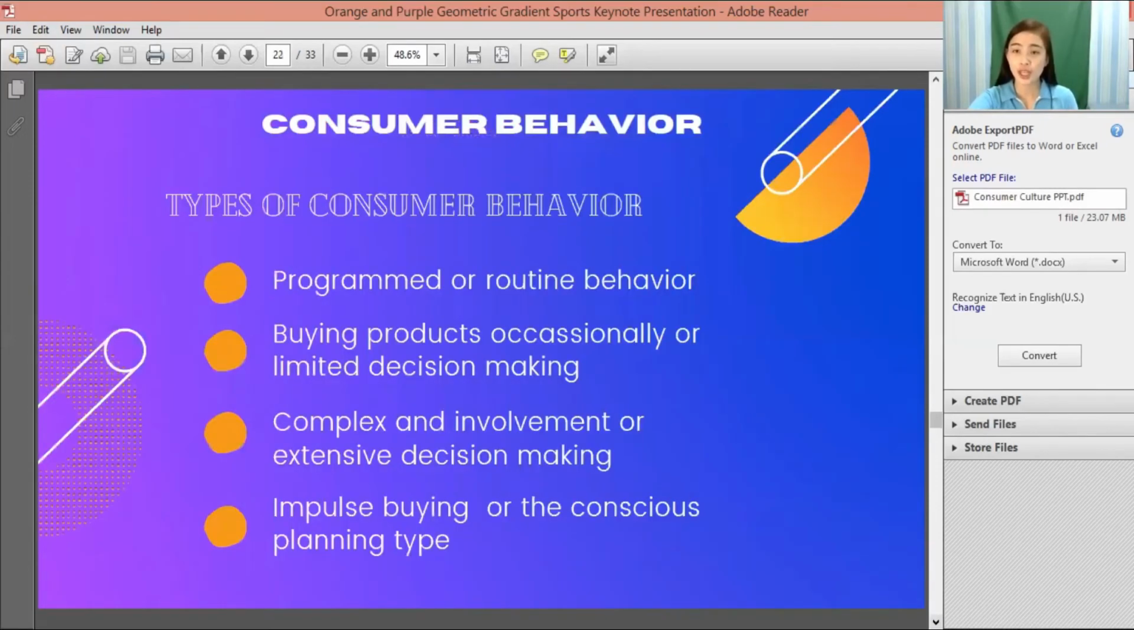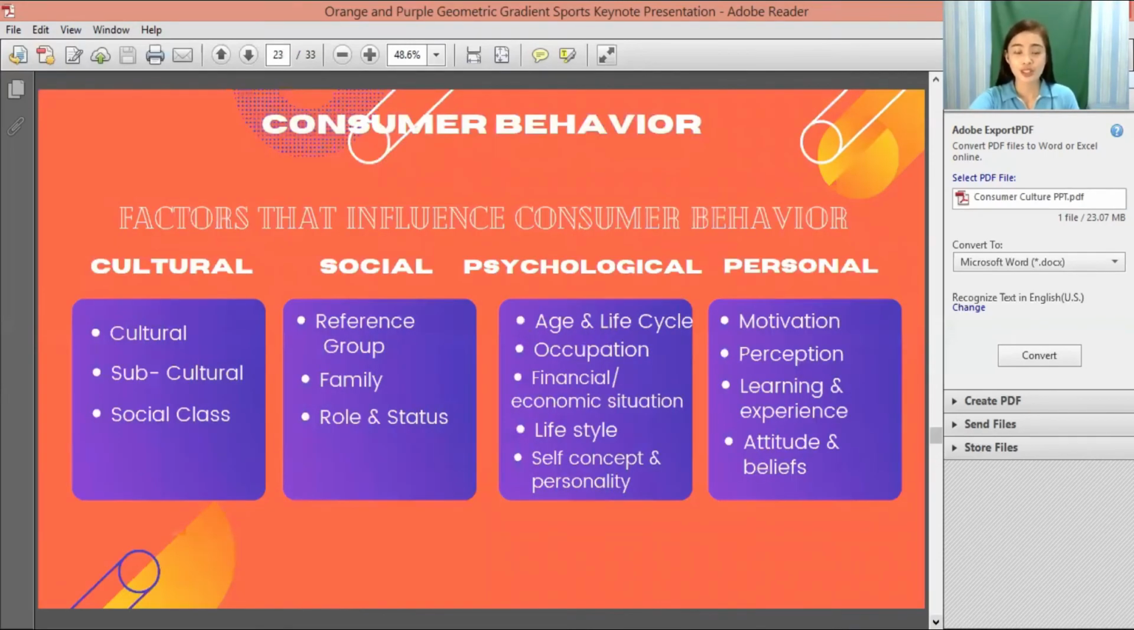So there are 4 types of consumer behavior. The programmed or routine behavior, the buying products occasionally or limited decision-making, the complex and involvement or extensive decision-making, and the impulse buying or the conscious planning type. There are 4 factors that influence consumer behavior. We have cultural, social, psychological, and personal.